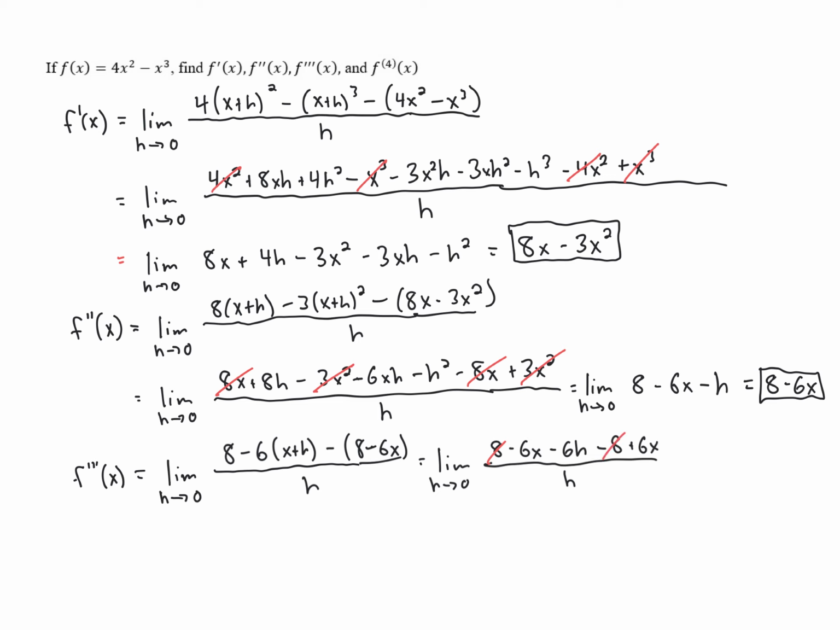The 8's cancel and the 6x's cancel. So we're left with negative 6h over h. The h's cancel, and we've got the limit of negative 6 as h approaches 0, which is just going to end up being negative 6. So the third derivative is a constant, and we have already seen that the derivative of a constant function is 0. That's because a constant function is a horizontal line. The slope is always 0, so the derivative is going to be 0.